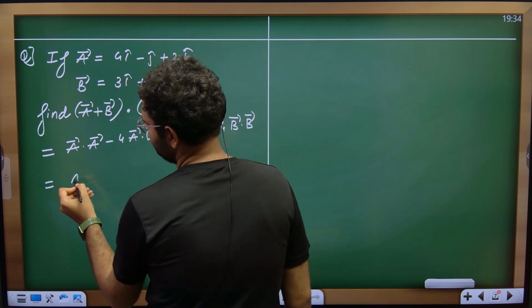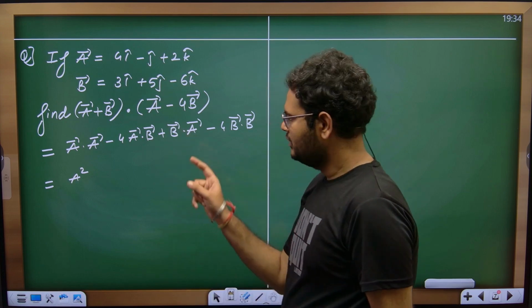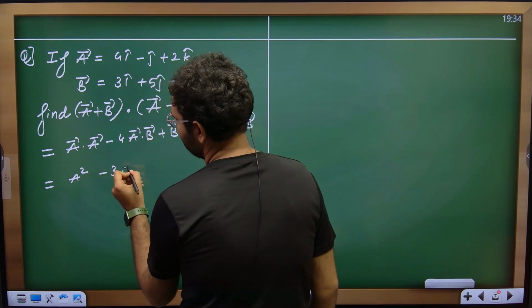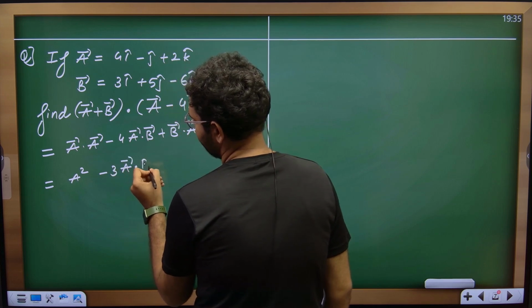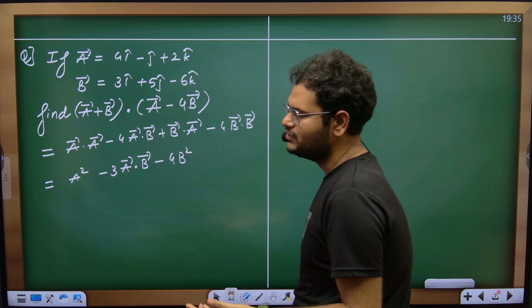So what am I getting? A dot A is what? Sir, A square. And A dot B and B dot A are equal, so this is plus 1 minus 4. So it is how much? Minus 3, minus 3 A dot B. Fine, sir. Minus 4B square. Now can we solve this? Yes, we can solve this.